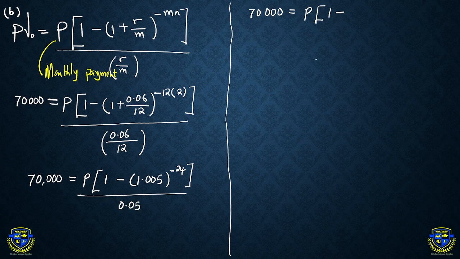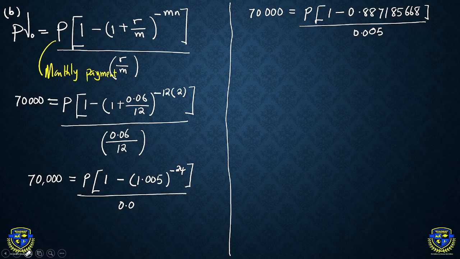That's going to give us 0.887185668, divided by 0.005. Okay, so this one's supposed to be 0.005.